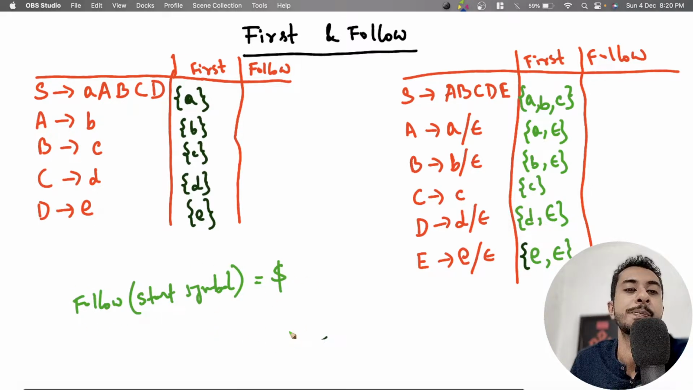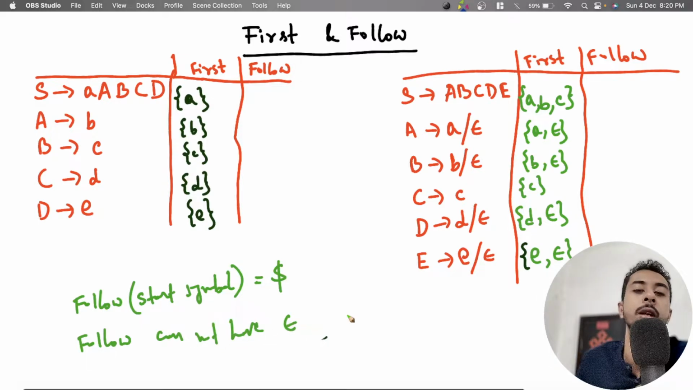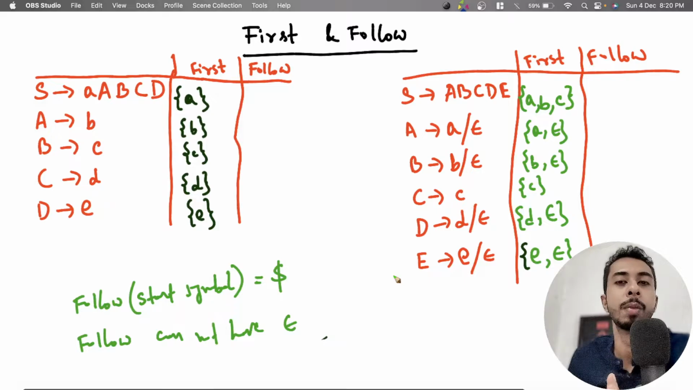Okay, so next thing is follow cannot have null. Follow cannot have epsilon, right? So these two rules have to be maintained. So now let's find out follow. We'll find the follow of the easy ones first. Follow of D, right? So what is the follow of D here?